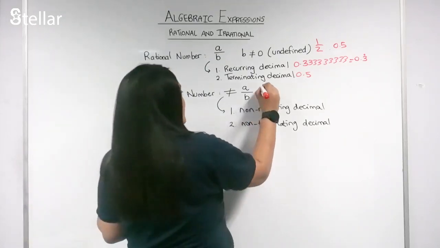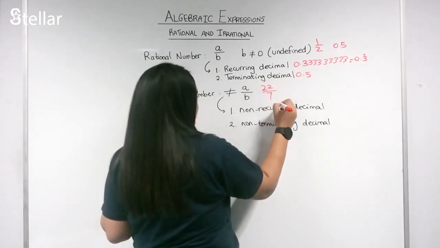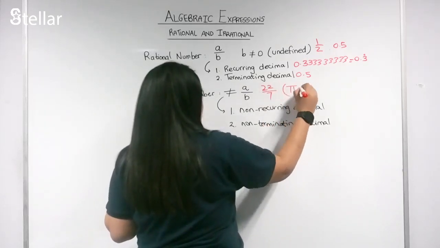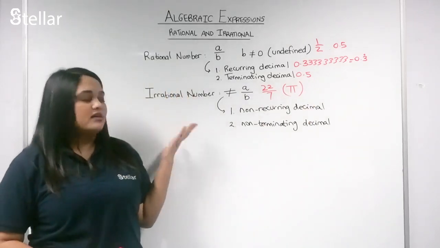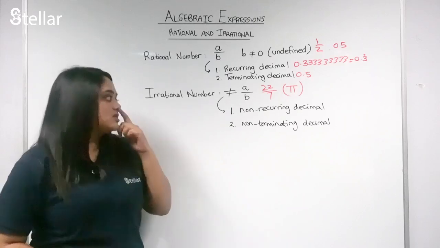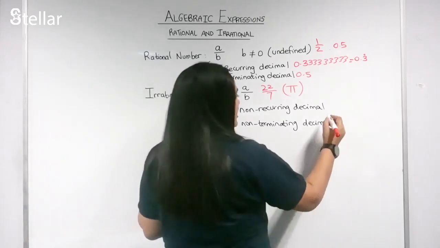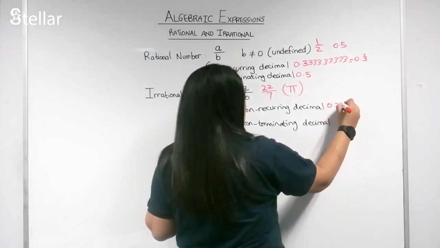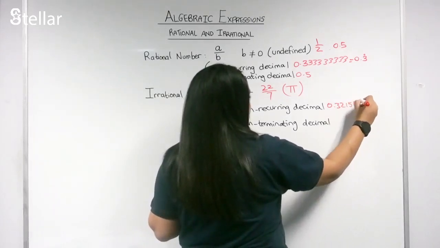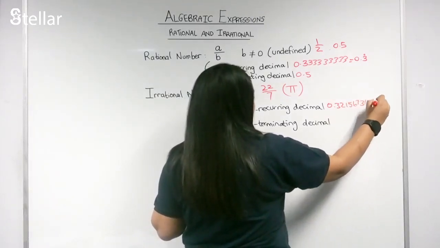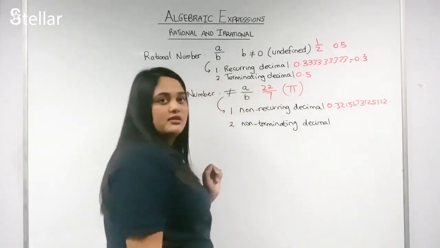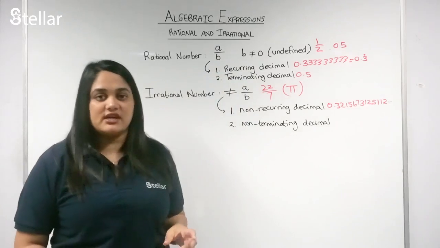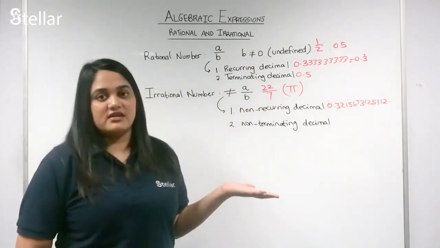On the other hand, you'll have an irrational decimal or an irrational form. Say, for example, 22 over 7, which we know to be the symbol pi. That is an irrational number. Examples where it's non-recurring would be 0.3215673125112 and so on. There's no recurring. You don't get any digits that are recurring.